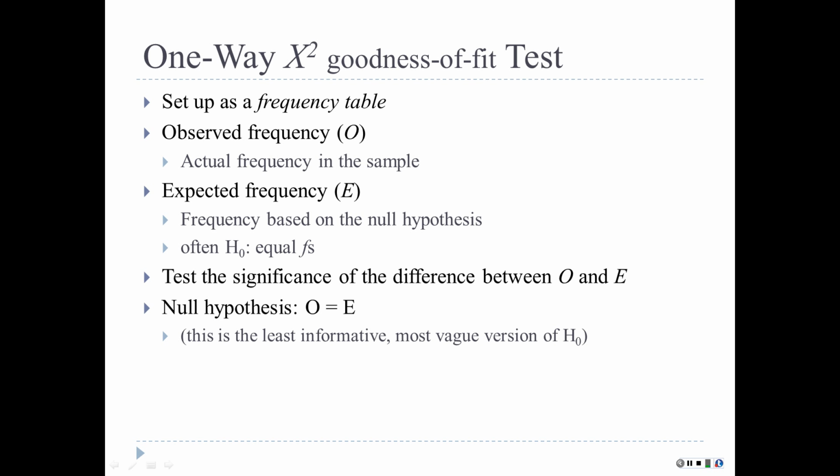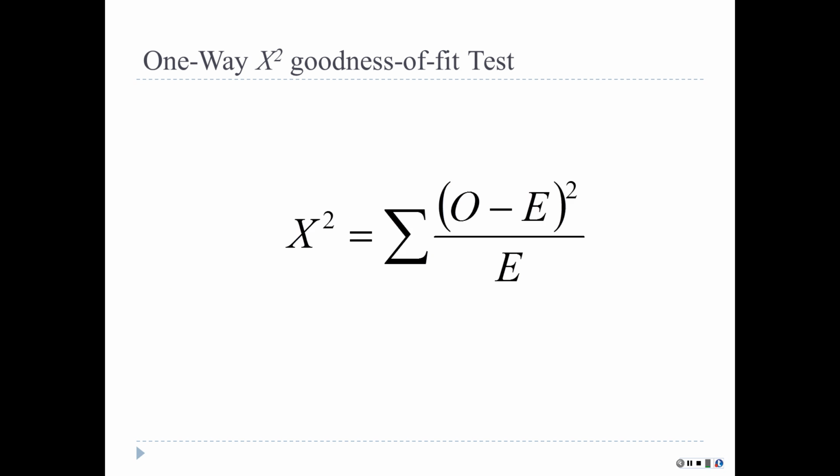The null hypothesis says the observed should be the expected frequency, and that's a pretty vague version of the null hypothesis, but that's what we're going to go with. And the alternative hypothesis says the observed values will not fit the null hypothesis expected frequency. So thinking about that null hypothesis for a one-way goodness of fit test is pretty important.